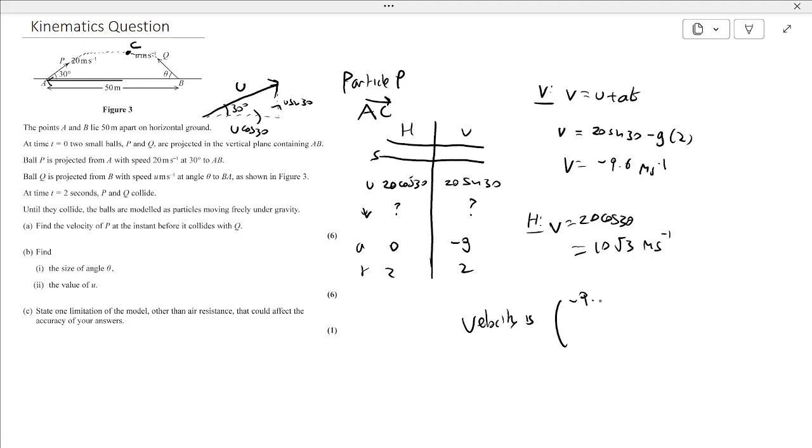That's actually the wrong way around. It's 10 root 3 in the horizontal direction and negative 9.6 in the vertical direction. I would actually argue this should be full marks. I've answered the question. In the mark scheme in this year, it did show the magnitude and the direction of this vector.